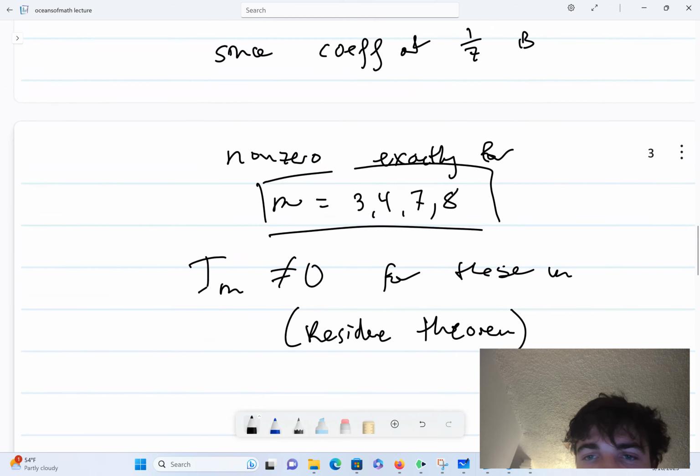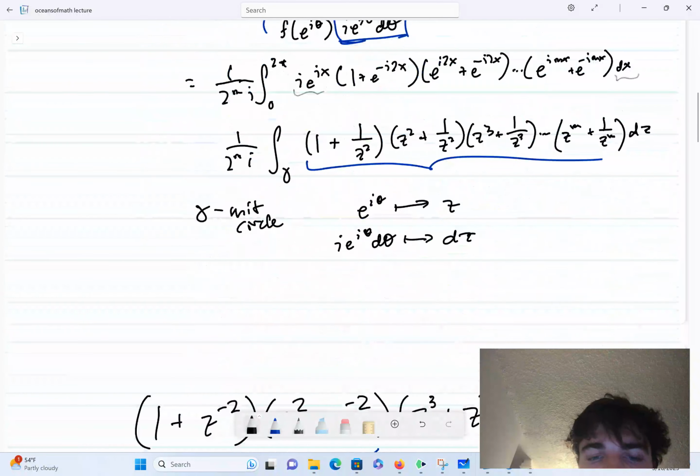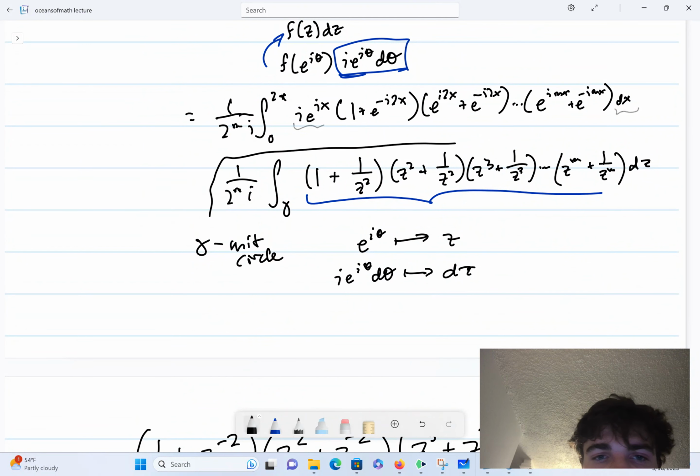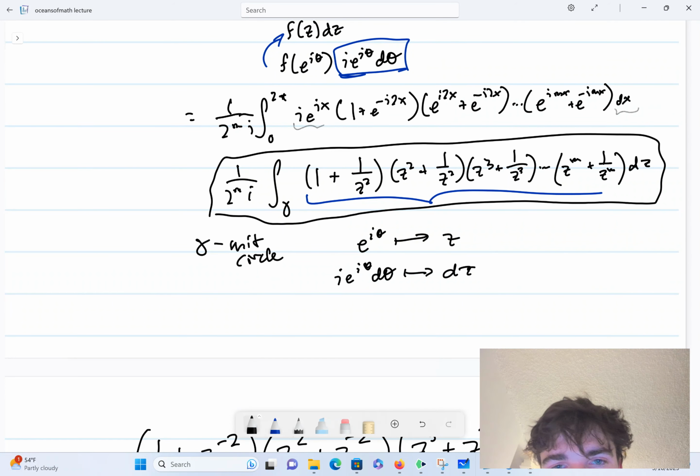In any other case, we're going to have no 1 over z term in the integrand, and so complex analysis tells us that this integral has to vanish identically, because it's only equal to 2 pi i times the coefficient of the 1 over z term.